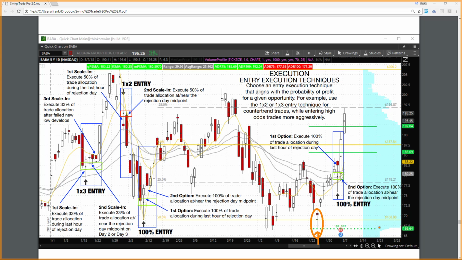This is clearly a rejection at an LVN, at an edge, and there could be an opportunity to get in at the end of the day here or get in on the midpoint, or if price gaps up, get in on the pullback after the gap for a continuation higher. So again, you don't have to have a signal to trade any of these, but in this example, I wanted to show the various rejection days and the sequences that developed and how you can scale into those using the 1x2, 1x3, or even the 100% entry technique.